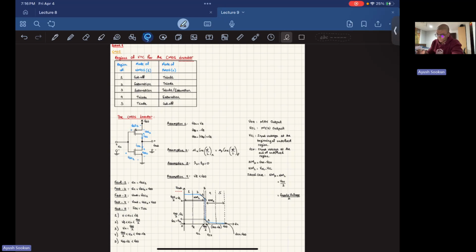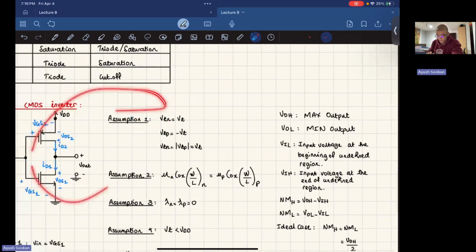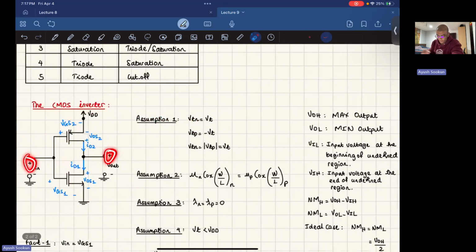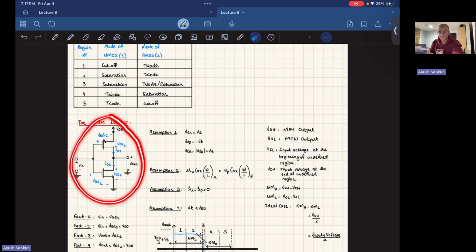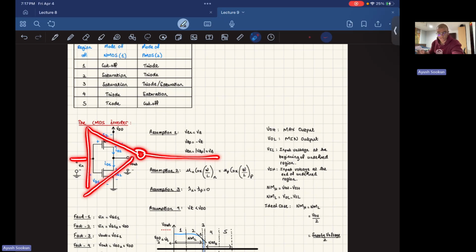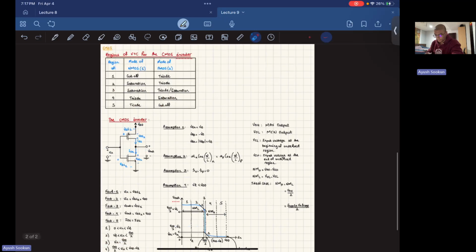So CMOS, complementary MOSFET. If you look at the circuit here, you have an input and an output, and then you have a PMOS and an NMOS. Complementary MOSFET: a PMOS for a P-type MOSFET, and an NMOS for an N-type MOSFET. So this is what we've got going on. Essentially, this thing is just a NOT gate, a digital logic circuit. You can imagine everything in the box as a NOT gate. This is what a NOT gate is, okay?